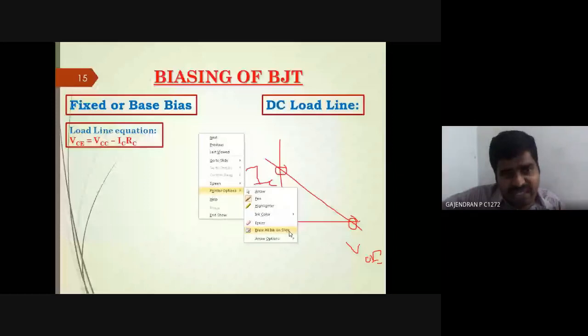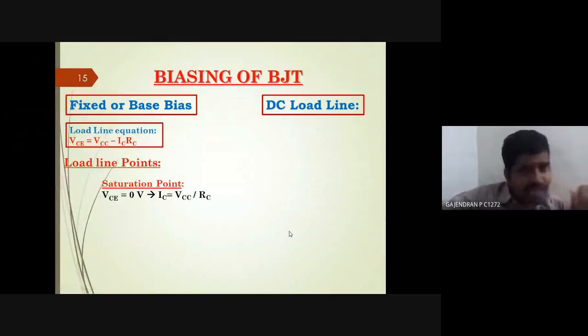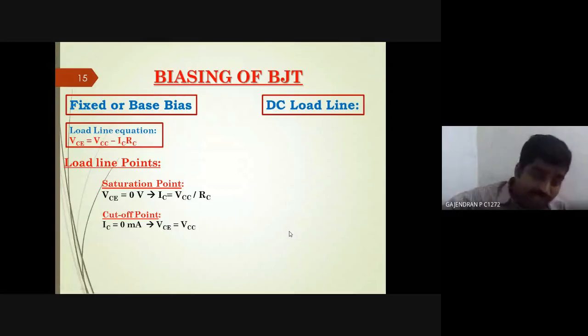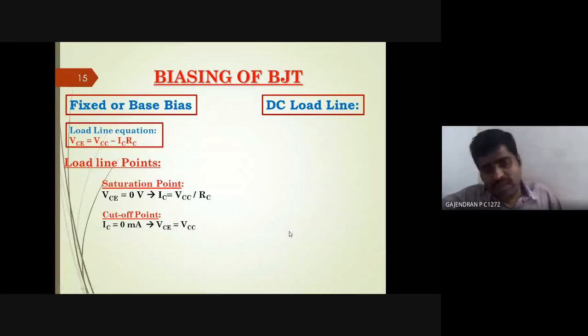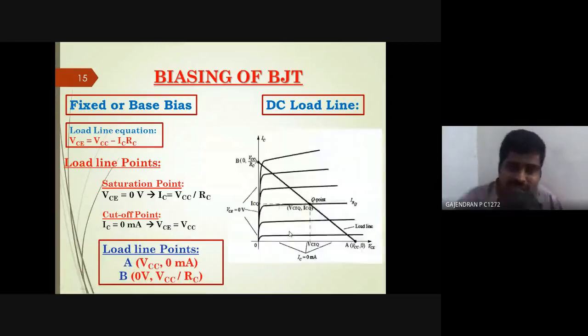First one, VCE equal to 0. So thereby I will get 0, VCC by RC as one coordinate. Am I correct? Second coordinate, what? Cutoff point. So there I will put the y-axis quantity as 0. Therefore, VCC comma 0. Am I correct, sir? So this is very much similar to what we have discussed earlier.